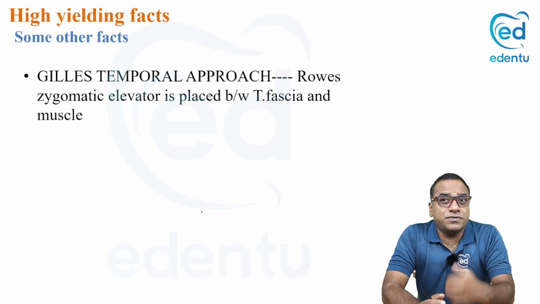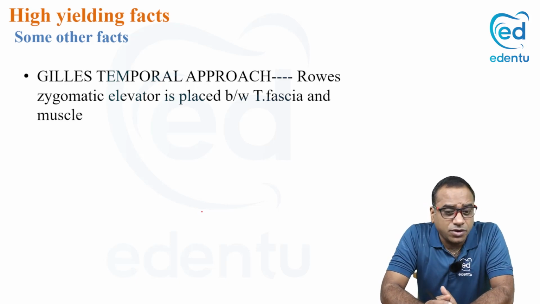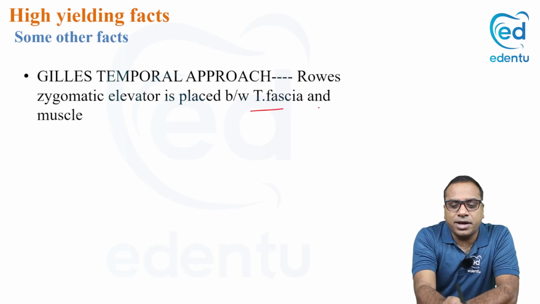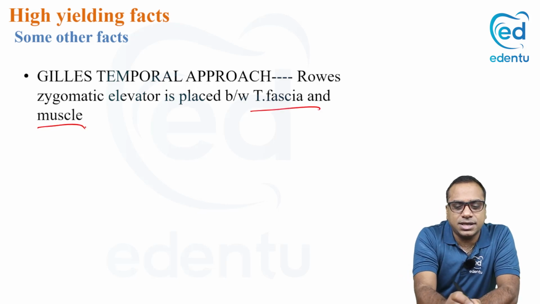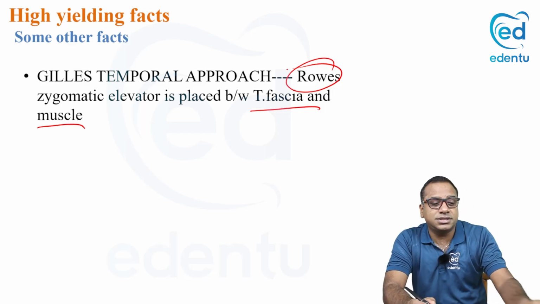Gillies temporal approach, which is between the temporalis muscle and fascia, we know that. So Rowe's zygomatic elevator is placed between the temporalis fascia and the muscle. Rowe's zygomatic elevator. So learn this name.